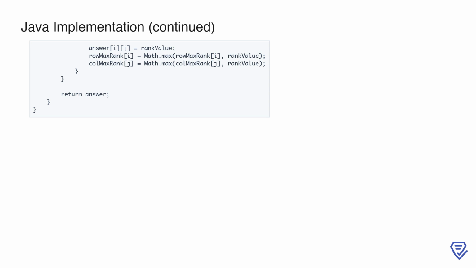We then update the rowMaxRank and colMaxRank arrays to ensure that subsequent value groups respect the updated maximum ranks. By processing the values in ascending order, we guarantee that the rank transformation adheres to the problem's requirements. Once all values have been processed, the answer matrix contains the rank transformed version of the input matrix, which we return as the final result.